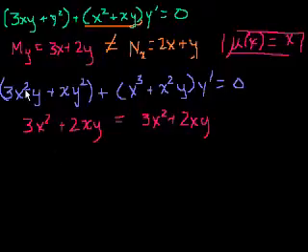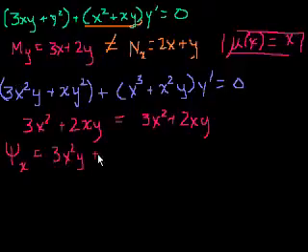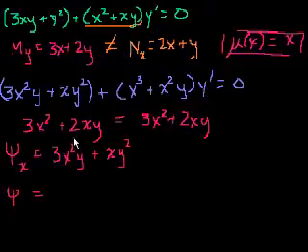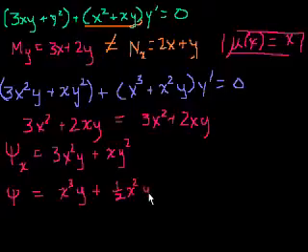Well, what we say is, since we've shown this is exact, we know that there's some function psi where the partial derivative of psi with respect to x is equal to this expression right here. So it's equal to 3x squared y plus xy squared. Let's take the antiderivative of both sides with respect to x, and we'll get psi is equal to what? Let's see, it's x to the third y plus, we could write 1/2 x squared y squared.